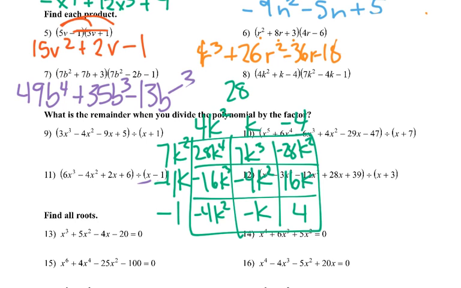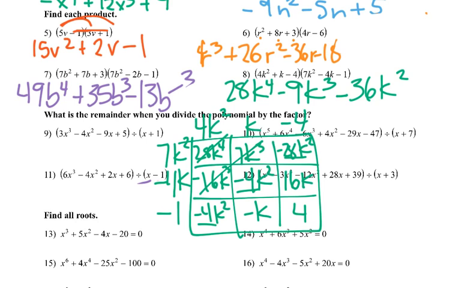So we get 28k to the 4th. Then 7 and negative 16 would be a negative 9k cubed. Then negative 28 minus 4 would be negative 32, then negative 36. So negative 36k squared. 16 minus k would be 15k. And then finally plus 4. Alright, so there's those guys.